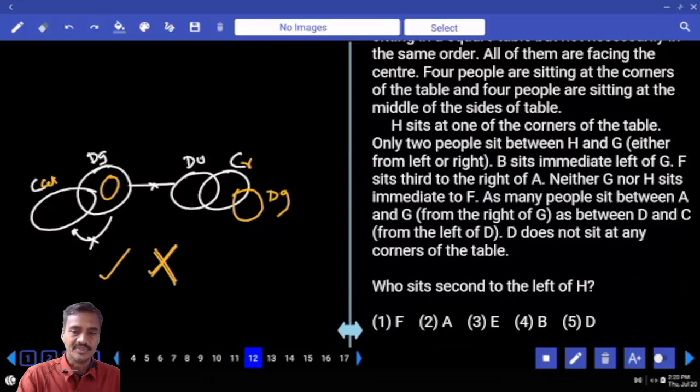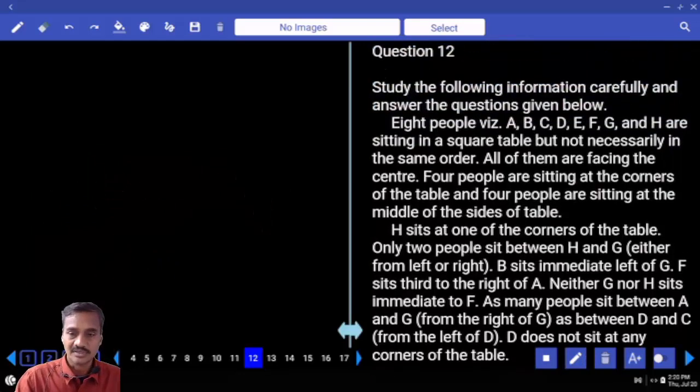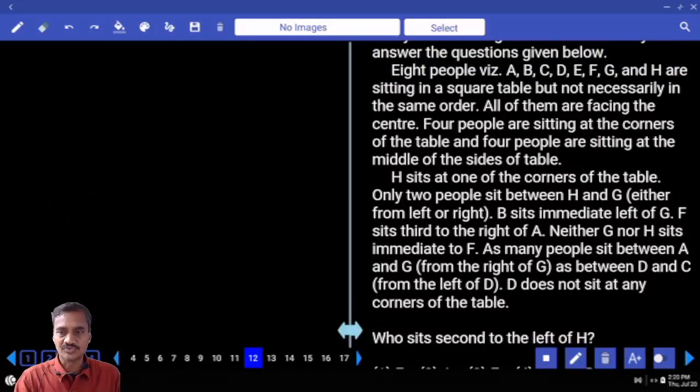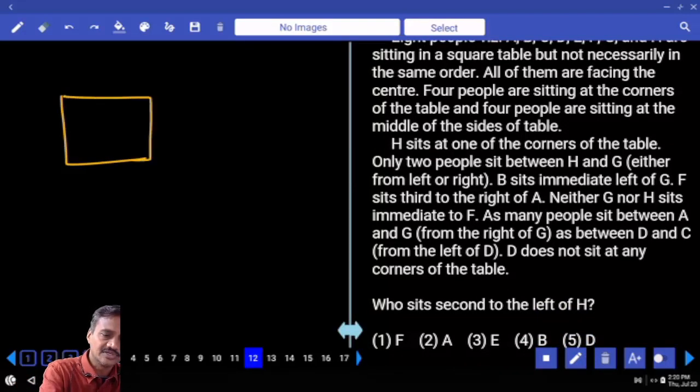Then 12 to 15. Now 12 to 16. Now here they are based on a square table. All the persons are facing towards the center only. And 8 persons are seated around a square table. They are facing towards the center.